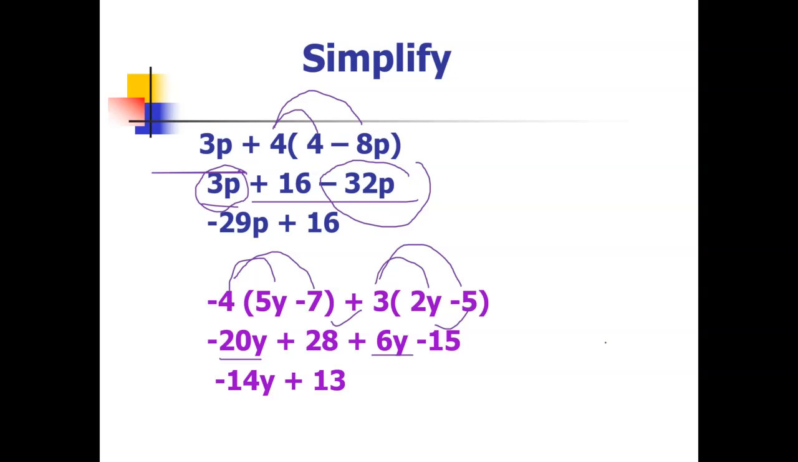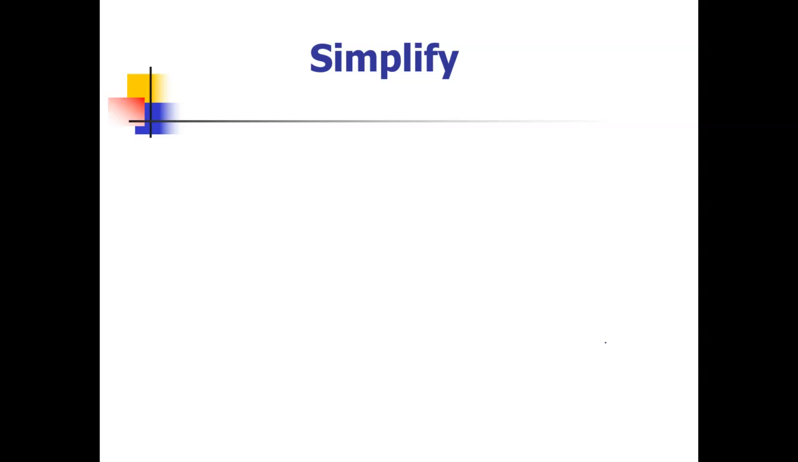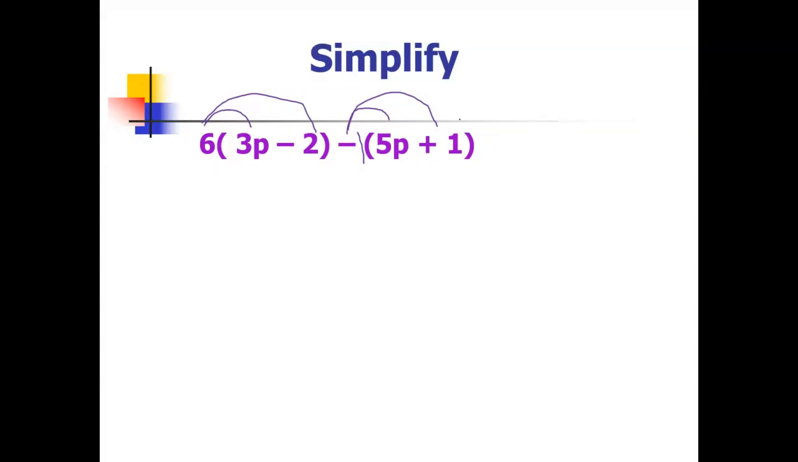Let's try a few more on simplifying. 6 times 3p minus 2, minus 5p plus 1. Let's first start distributing. 6 times 3p will give me 18p. 6 times negative 2 will give me negative 12. Even though I have no number here, you can put an imaginary 1. Negative 1 times 5p will be negative 5p. Negative 1 times positive 1 is negative 1.